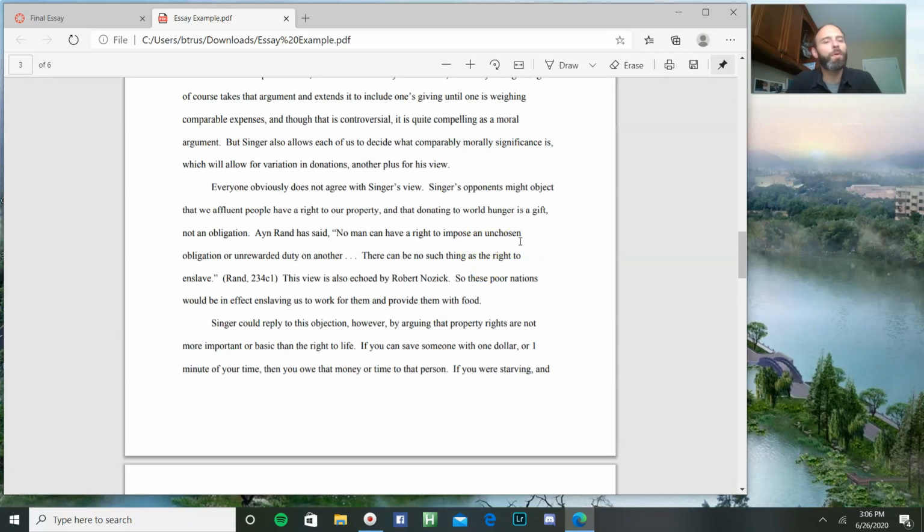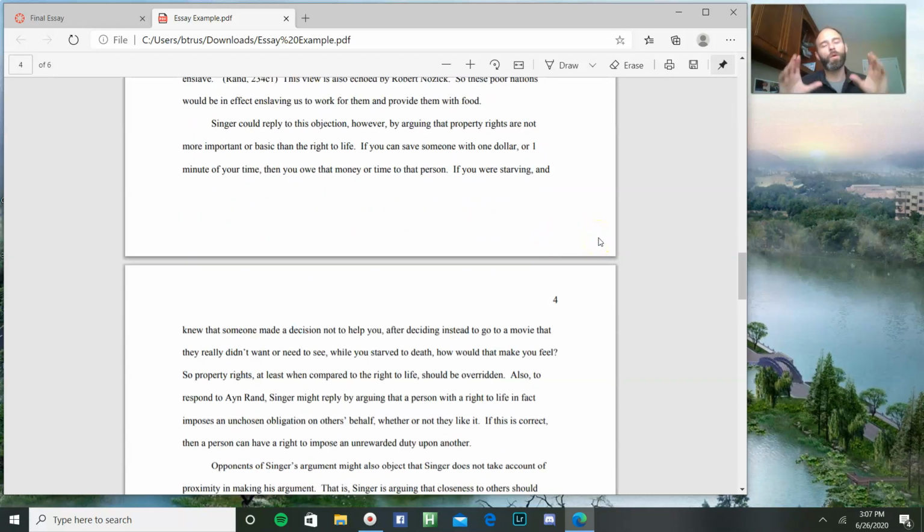So here, everyone obviously does not agree with Singer's view. Singer's opponents might object that we affluent people have a right to our property, and that donating to world hunger is a gift, not an obligation. Ayn Rand has said no man can have a right to impose an unchosen obligation or unrewarded duty on another. There can be no such thing as the right to enslave. This view is also echoed by Robert Nozick. So, these poor nations would be in effect enslaving us to work for them and providing them with food.